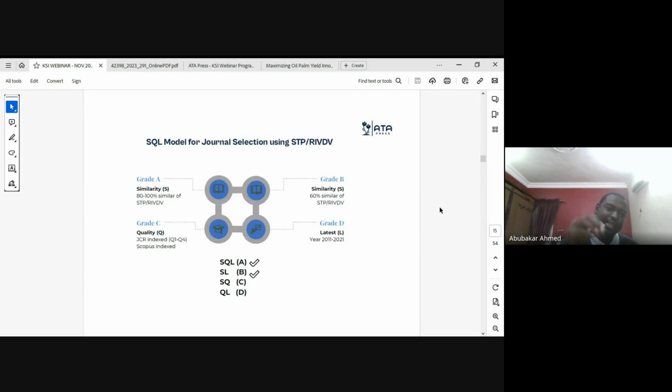So grade C, we look at the quality of the article. So you look at the articles that are either indexed in Scopus or indexed in Web of Science, which are the two recognized databases globally. Then grade D, the latest. That is the latest article.